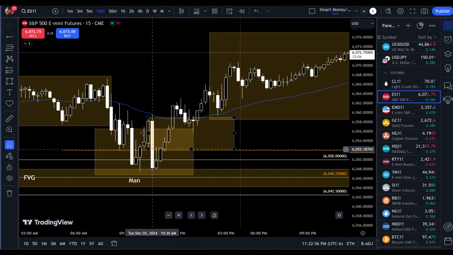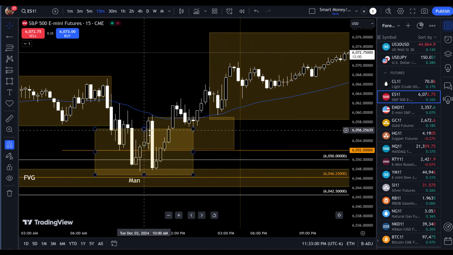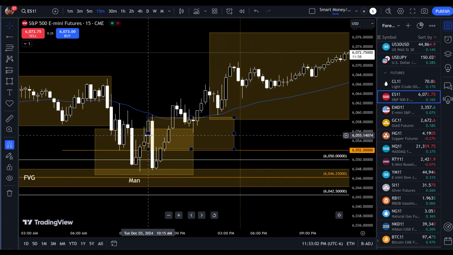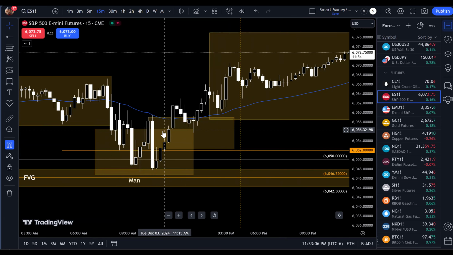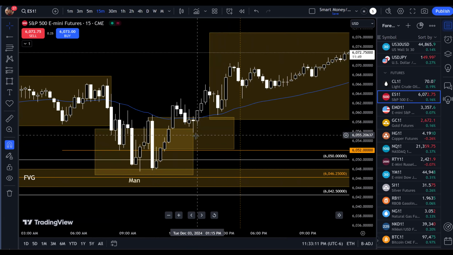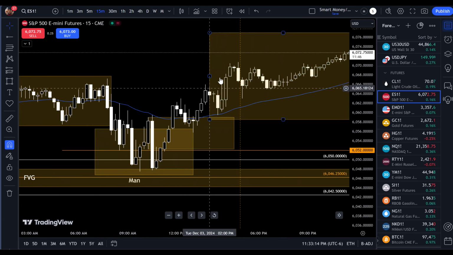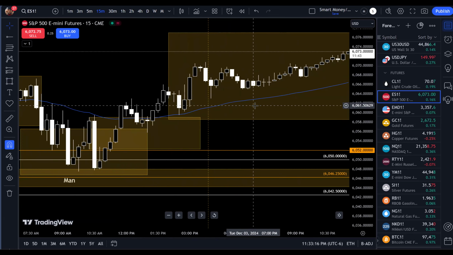Look what happens. This is a bearish engulfing pattern. Notice this is an order block, and a breaker is a failed order block. Look what happens on a breaker: it comes up, violates the order block, and then comes back and respects it as a breaker. Then it comes back up, and look what we got right here.